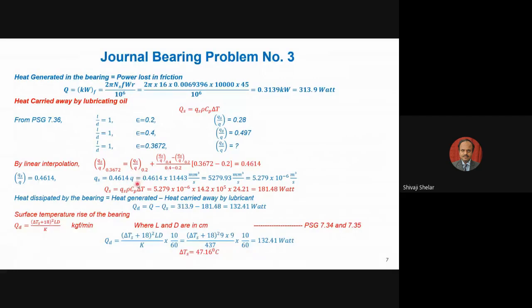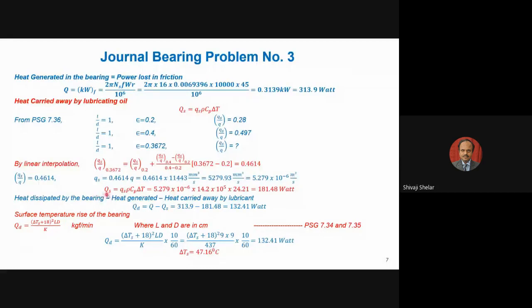This value we have calculated in the earlier slide, that is equal to 11443 millimeter cube per second. So this is equal to 5279.93 millimeter cube per second. You can convert into meter cube per second, that is 5.279 into 10 raised to minus 6. This value will be multiplied by 10 raised to minus 9, so the 1 minus 3 will be cancelled here and the point can be put here. So we have 5.279 into 10 raised to minus 6 in terms of meter cube per second.